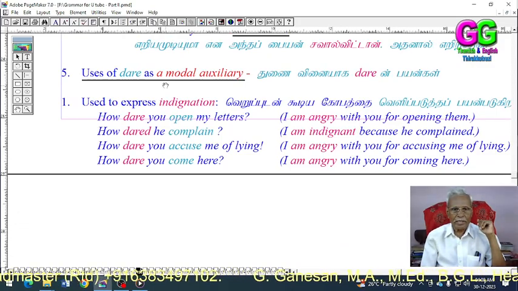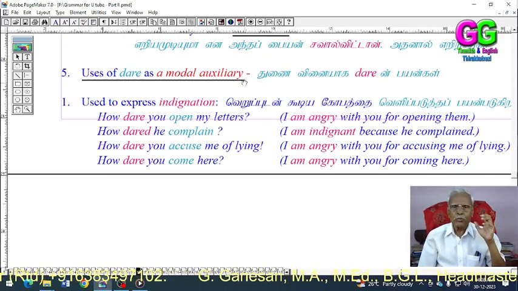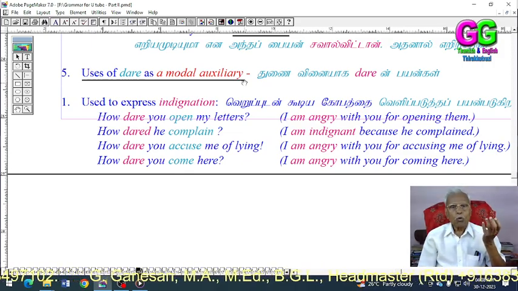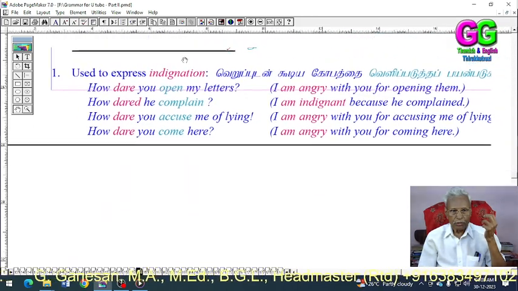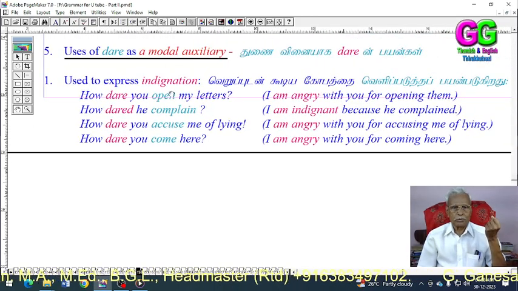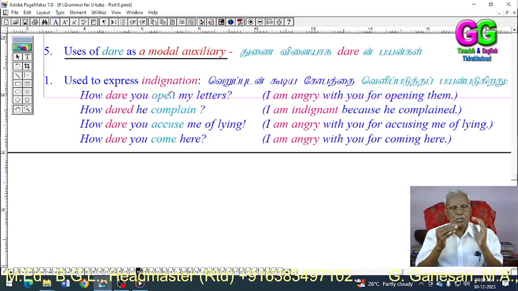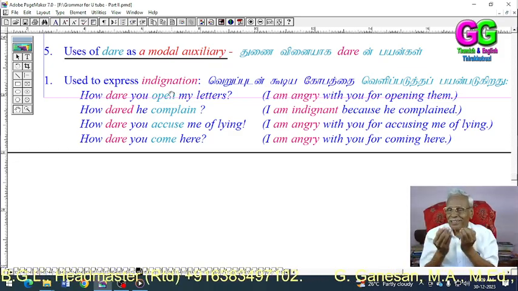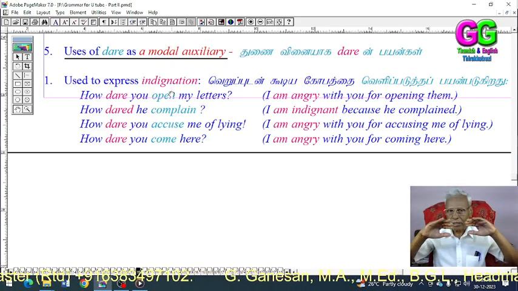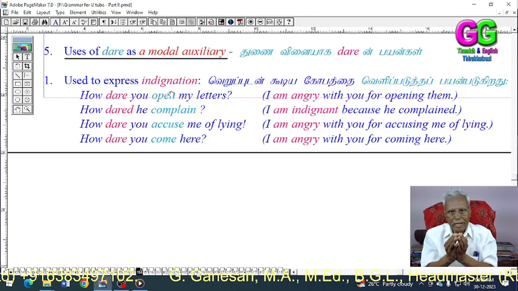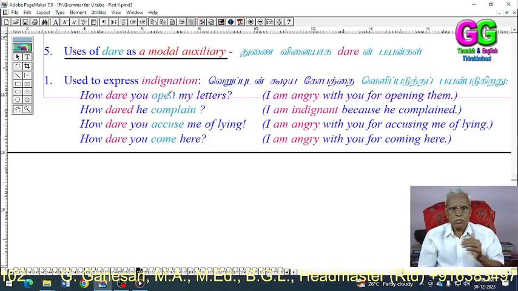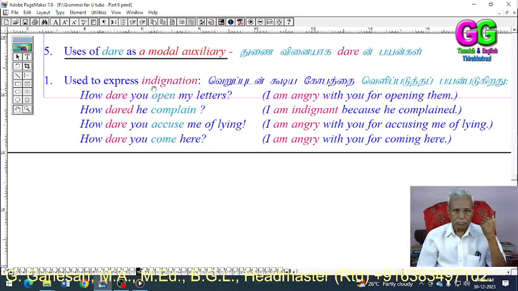Uses of dare as a modal auxiliary: how is dare used as an auxiliary modal verb to express indignation? That is, anger. What does indignation mean? Anger coupled with hate. Anger plus hate is indignation.